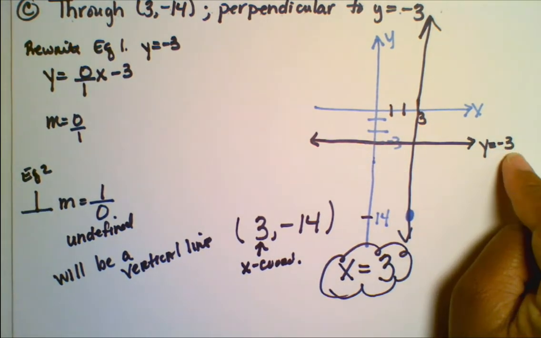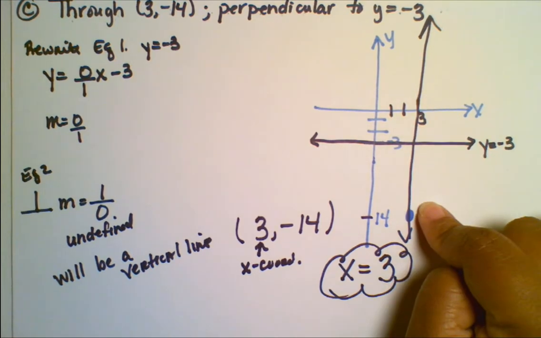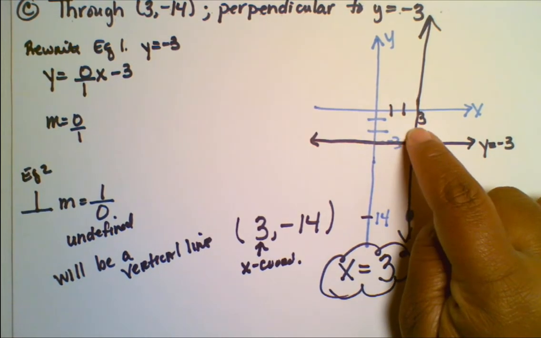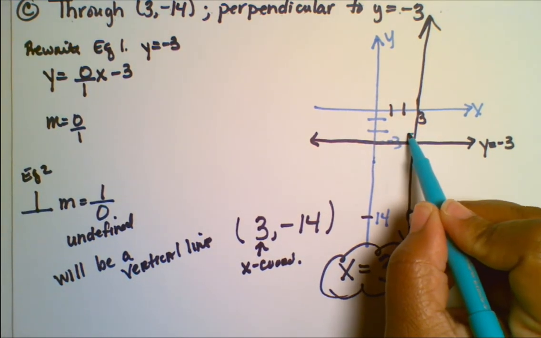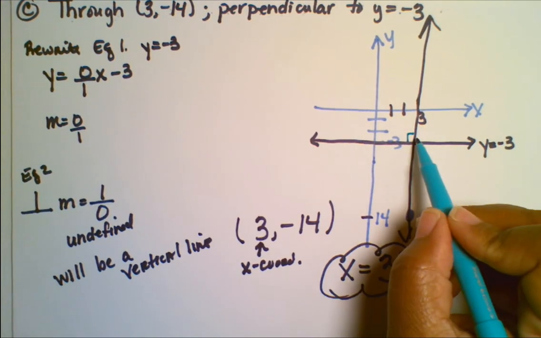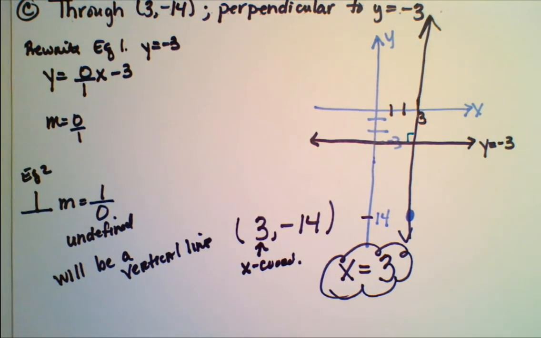Here is y = -3, and this would be x = 3. It forms a perpendicular, which forms a 90-degree angle. So our solution is x = 3.